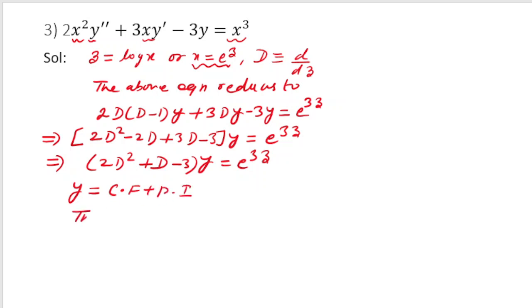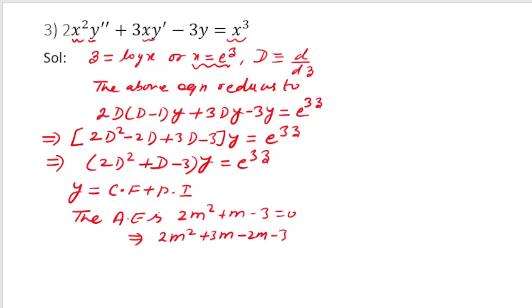To find the complementary function, we write the auxiliary equation. So the auxiliary equation is 2m² + m − 3 = 0. We need to get the roots, so it will be like 2m² + 3m − 2m − 3 = 0. I hope it is correct. Minus 6m², minus 6m², yes.